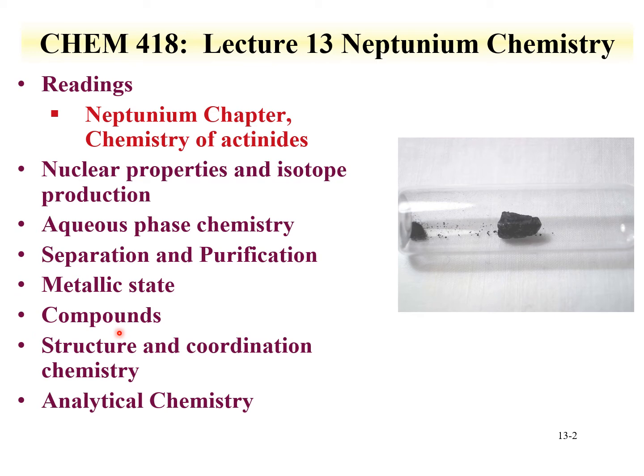We'll talk about Neptunium compounds, a number of Neptunium compounds that have been prepared, synthesized, and characterized. We'll go into structure and coordination chemistry, the role of coordination chemistry in terms of oxidation state, and the ability to explore some of the electronic properties. And then we'll end this lecture discussing the analytical chemistry of Neptunium, how one can determine Neptunium concentrations, and what different methods can be used.